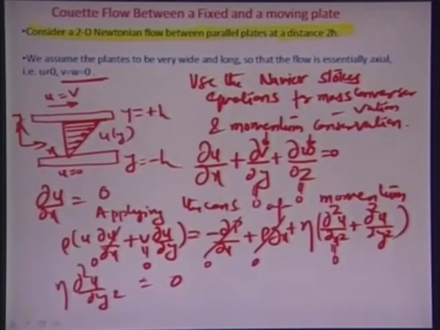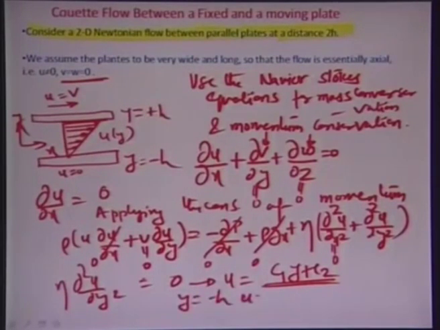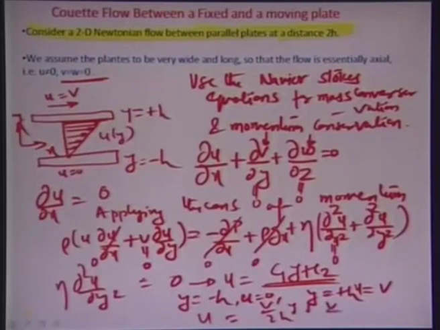So the solution for this equation would be u equals c1 y plus c2. That is essentially what ∂²u/∂y² equal to 0 would mean. And now we evaluate this equation under the boundary conditions, where we already know that for y equal to minus h, u is 0, and for y equal to plus h, u becomes equal to V. So from the evaluation of this equation, we find u essentially as V by 2h times y plus V by 2. So this is the case of the Couette flow.